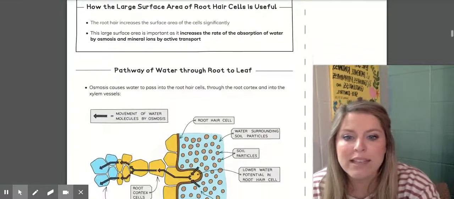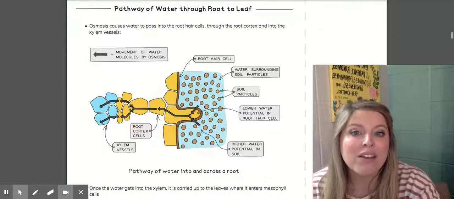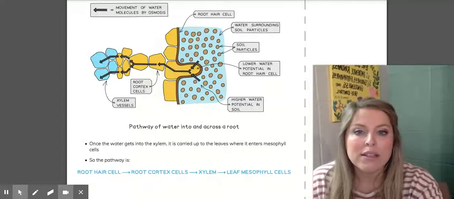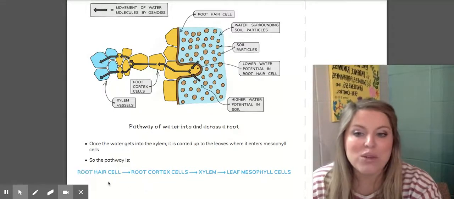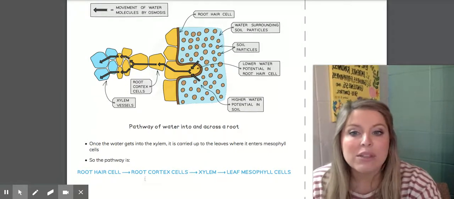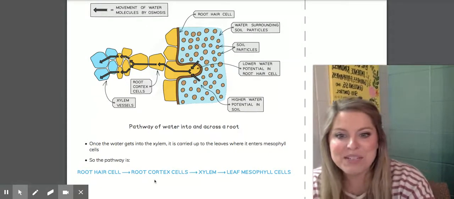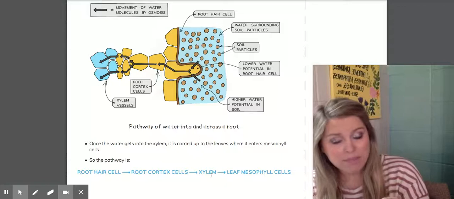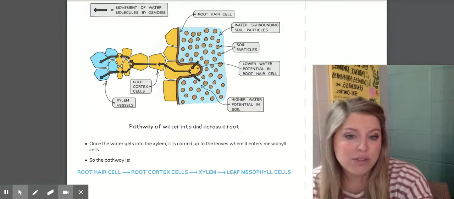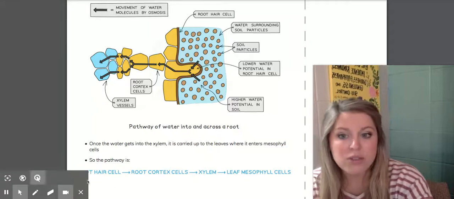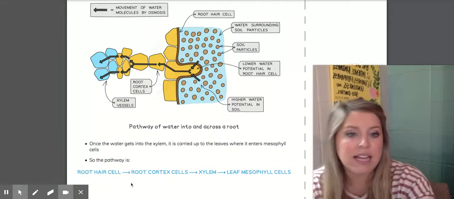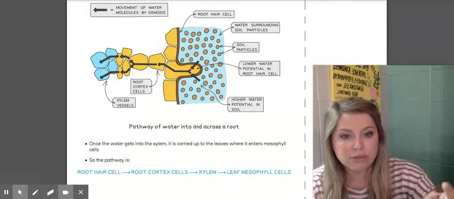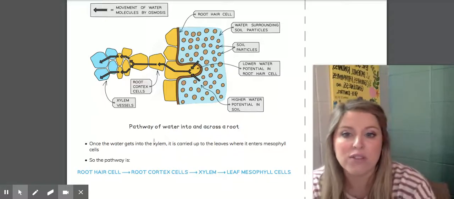Okay? Now, when we think about the pathway of water from the root all the way up to the leaf, this little line right here is going to be very important. So water is going to enter at the root hair cell. It will then enter the root cortex cells, then go into the xylem, because remember, xylem absorbs water and those mineral ions, and then move to the leaf mesophyll cells. Okay, so this is the order. It's going to be really important. There's a lot of test questions that ask, what is the order that water enters into a plant? Root hair cell, root cortex cell, xylem, and then the leaf mesophyll cells.